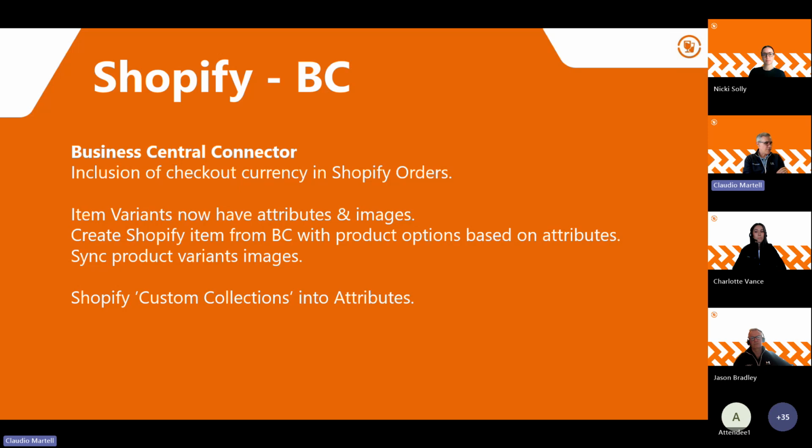So there's work there on variants and attributes. And then custom collections on Shopify can be brought in as attributes. Custom collections are manual attributes, if you like, that you put into Shopify, and they're used for filtering and searching by users on the screen. Those can now be brought in automatically as attributes, so then you can filter and search in BC. Again, I think it's trying to merge the two things a bit more closely. So that's what Microsoft have done.